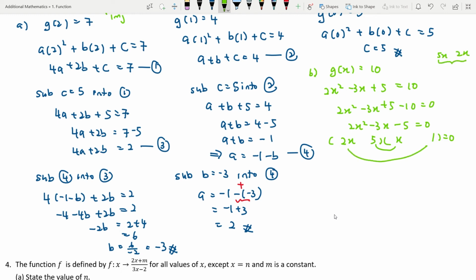5x and 2x, if we add them, we get a 7x. If we minus them, we get a 3x. We need to get a 3. This is the combination that we want.